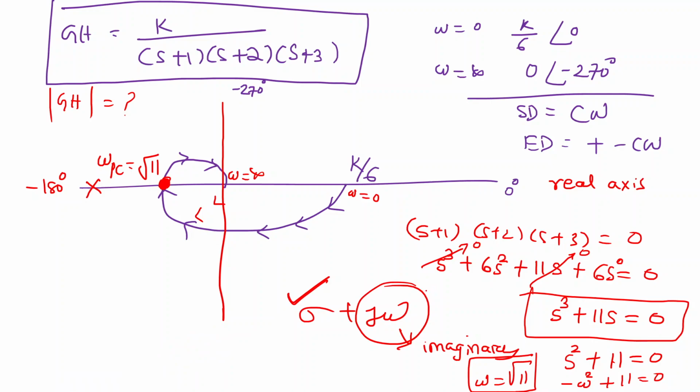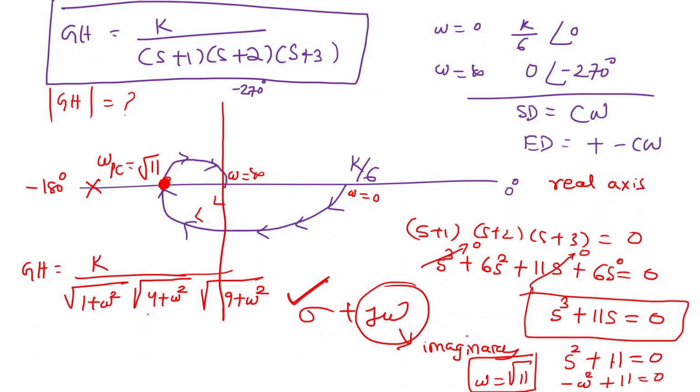Okay. Yes, sir. Now you just put this omega root 11 in the magnitude. So find the magnitude of this transfer function, k divided by, term by term, 1 plus omega square, 4 plus omega square and 9 plus omega square. Omega is root 11, which means omega square is 11. I'm putting that value in.